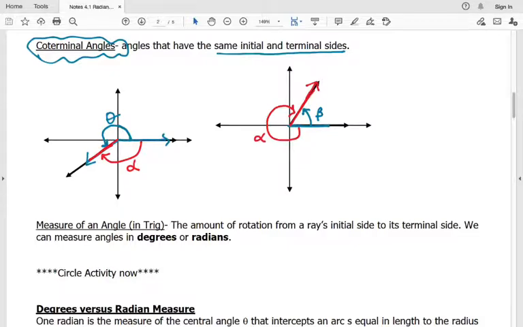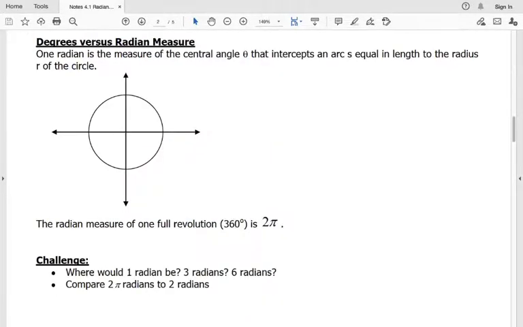So the amount of a rotation from a ray's initial side to its terminal side is how we measure an angle. We can measure an angle in either degrees or radians. Radians are more exact, so you need to know how to do both of them.